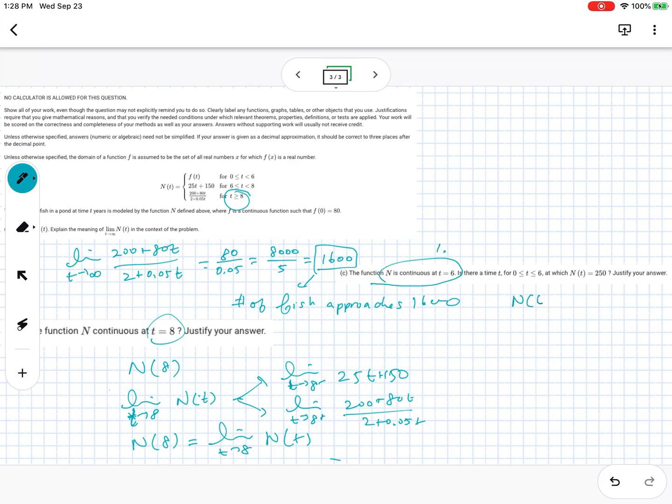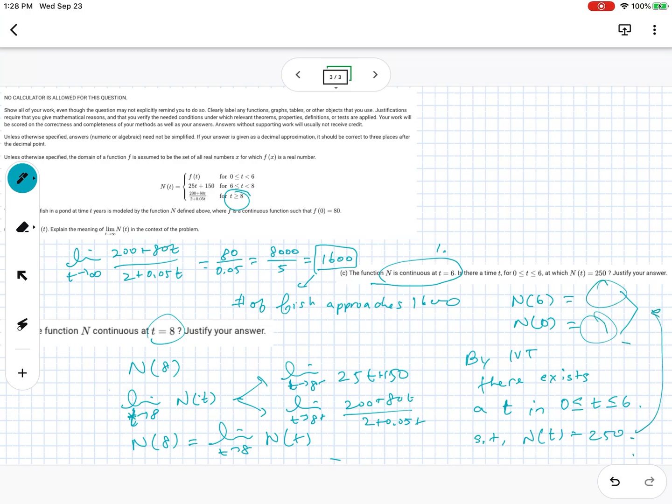So the function n is continuous, so that's condition number 1. Then condition number 2 is to find n of 6 and n of 0, and to show that they are not the same. Okay, and then to show by IVT, there exists a t in the range from 0 to 6, such that n of t is equal to 250, because 250 is between whatever these two numbers end up becoming. Okay, so hopefully that's helpful.